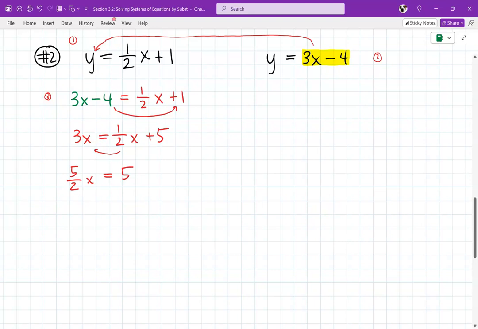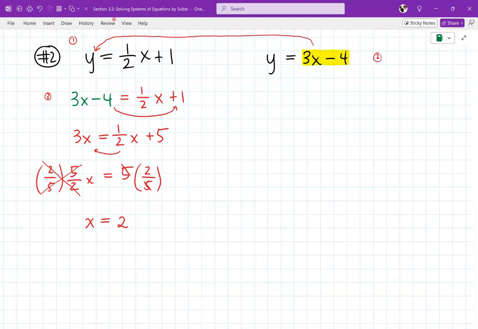Okay? Now, to get rid of the 5 over 2, since it's a fraction, we're going to multiply by the reciprocal. So let me multiply by 2 over 5 on both sides. So the left side's going to cancel. We get x equal to, right side, the 5's will cancel. So I get a 2. Okay, so step 3 is done.